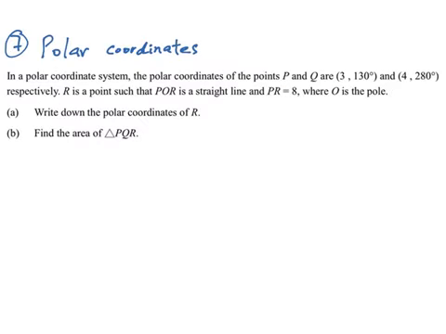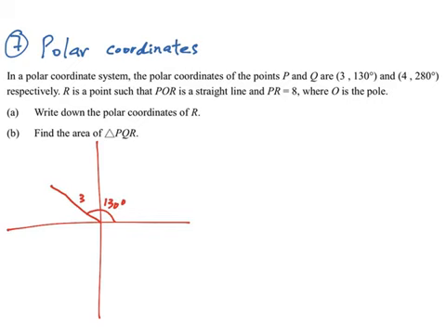Next is about the polar coordinates. So let's draw the polar coordinate. For point P is 3, 130 degrees. So 3 is the distance, and it is 130 degrees. So point P is here.